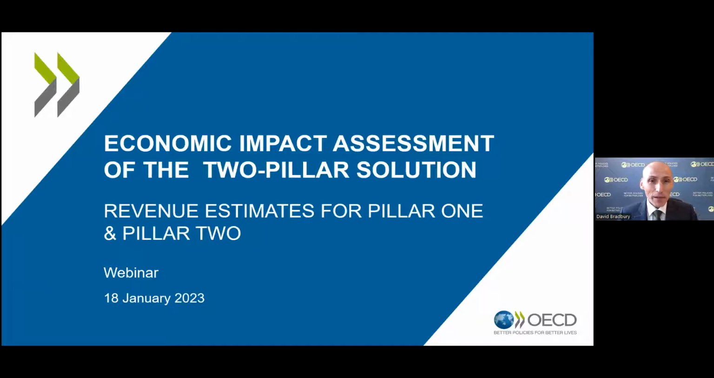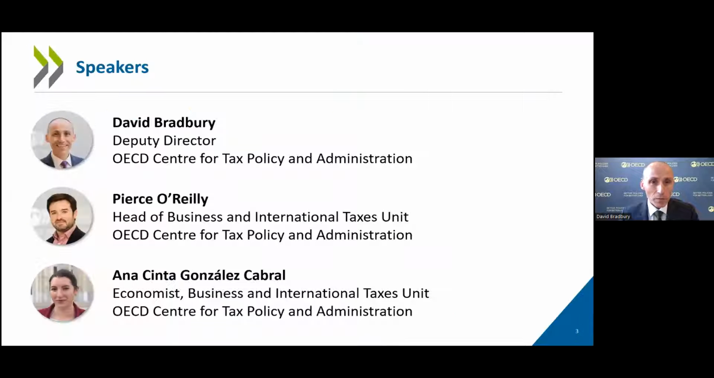And it gives me great pleasure to welcome you all to this event, which is to provide some updates on the ongoing work that we've been carrying out on the economic impact assessment for the two-pillar solution. My name is David Bradbury. I'm the Deputy Director of the Centre for Tax Policy and Administration at the OECD.